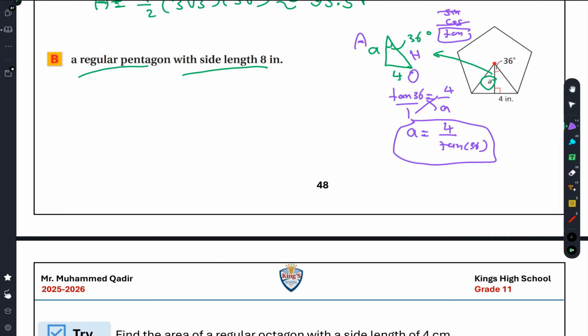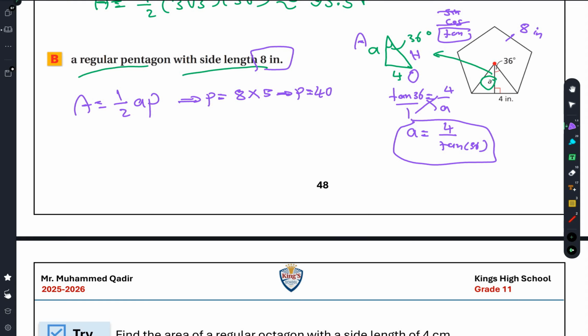How about the perimeter? So the rule is 1 over 2 AP. Dear students, we know that this is a pentagon. Each side is 8 inches, given in the question. So each of them is 8. So P equals how much? P equals 8, the length, times how many sides? 5. So P equals 40.